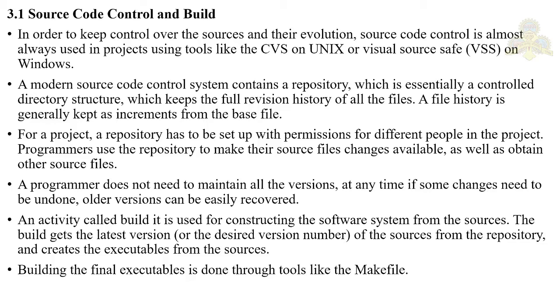The code control system, your CVS, contains a repository. That means it will have a directory structure which will keep the revision history of the files produced by different developers or programmers in a team. A file history is kept as deltas or increments from the base file.